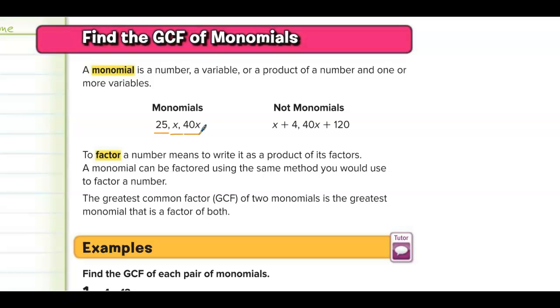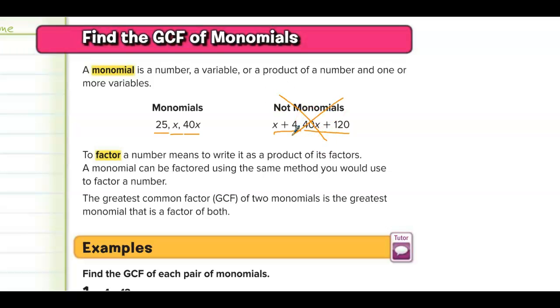Over here, though, in this one, Jordan, how many terms are there? 2, right? X and 4. How many are in this one? 2. So are those monomials? No, because there's more than one.